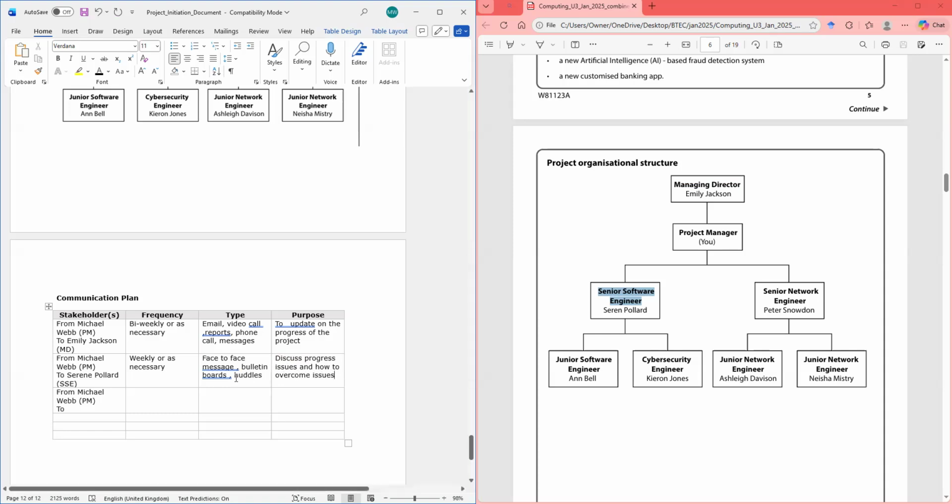And how to overcome issues. Those progress issues and how to overcome issues. All right. So that's Serene Pollard, and the other one is Peter Snowden, and it's basically the same. Basically the same with Peter. So we're going to just copy this.